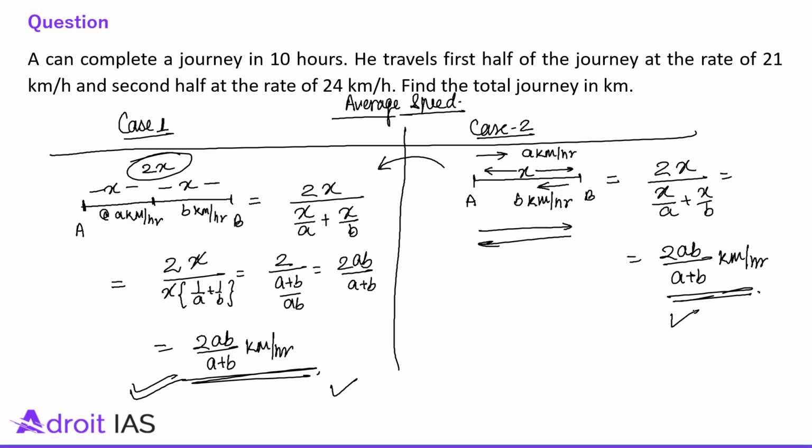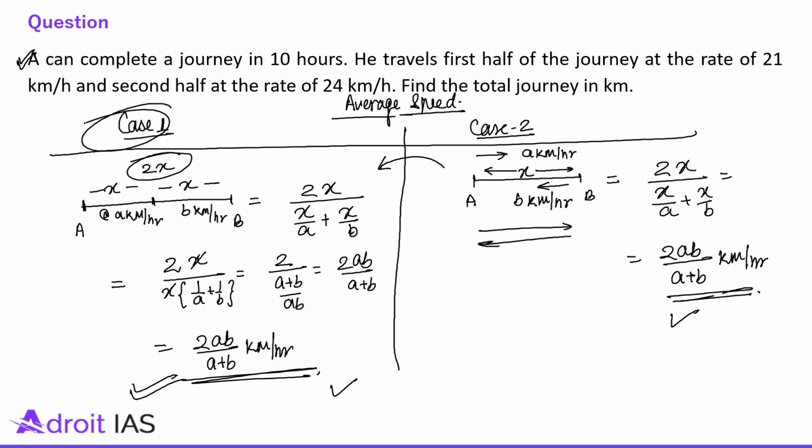Now, if I talk about this question: A can complete a journey in 10 hours. He travels the first half of the journey at the rate of 21 kilometers per hour and the second half at the rate of 24 kilometers per hour. Find out the total journey in kilometers. See everyone, this question is based on case number 1, because here the man is not going to a certain place and coming back. This question is based on case number 1.